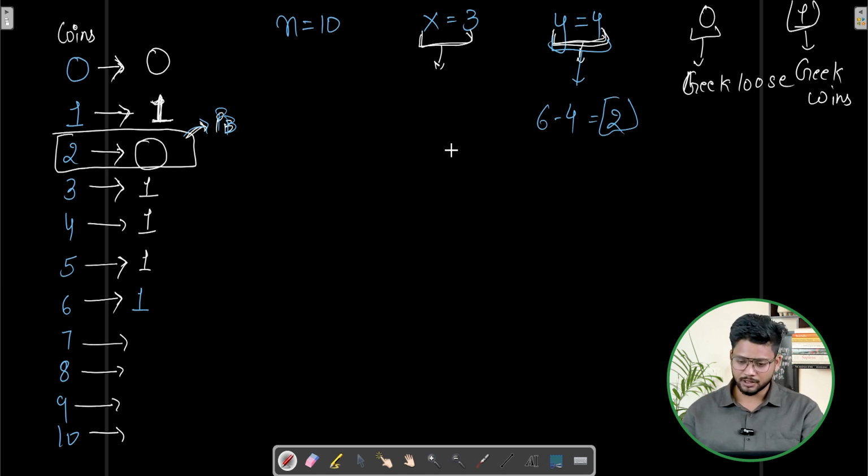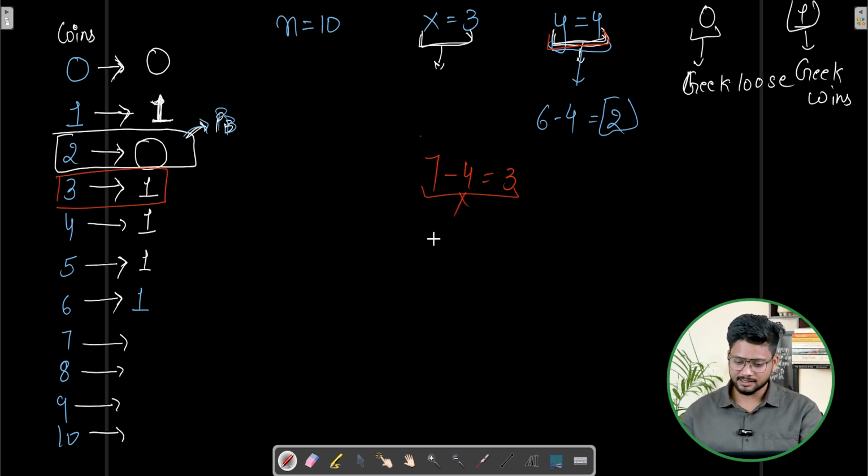If we have 7 coins, then you can see that if he has taken 4 coins, then 7 minus 4 is 3. And if we have 3 coins, then Geek is going to win. But player B will start, so he will win. So this is the case where he is going to lose.